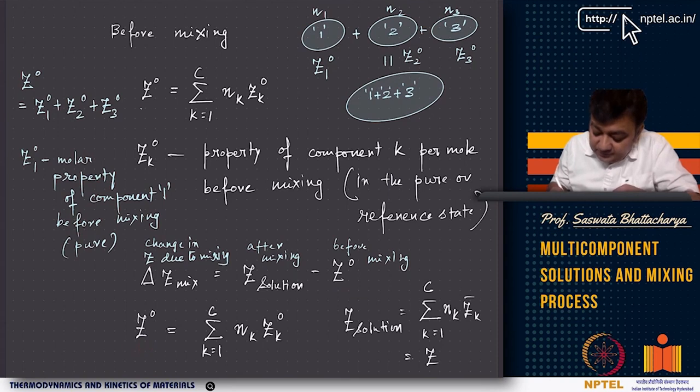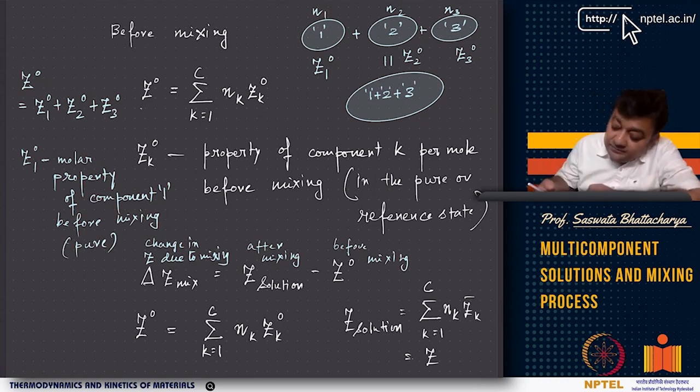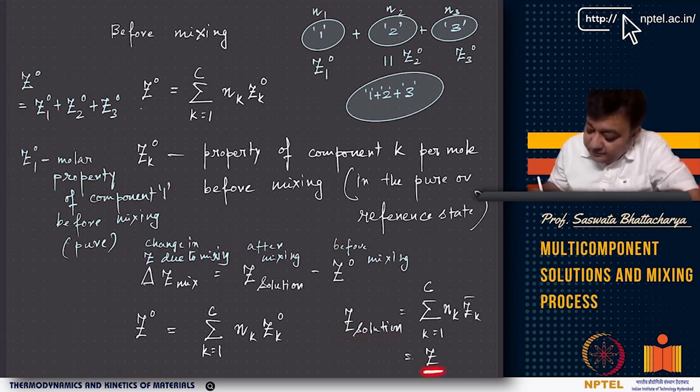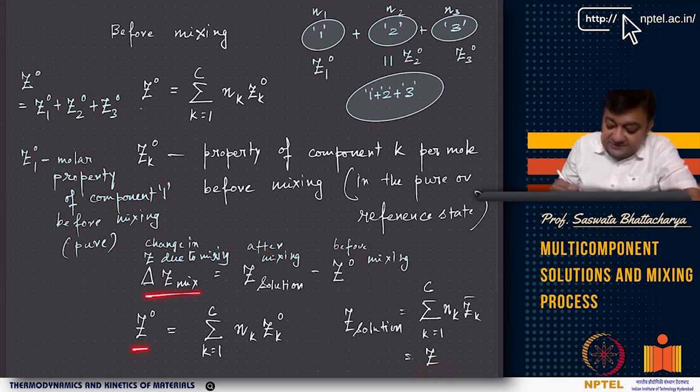Now Z0 equals this sum, the sum of nk Zk⁰, where Zk⁰ is the molar property of the pure component K, and nk is the mole number of component K. And Z solution can also be expressed as a summation over nk times Zk bar. Zk bar is the partial molar contribution of component K to the overall property of the solution. It is weighted by the mole number of that component and summed over all components. So that Z solution is nothing but the Z that you measure for a solution, and Z minus Z0 gives me delta Z.